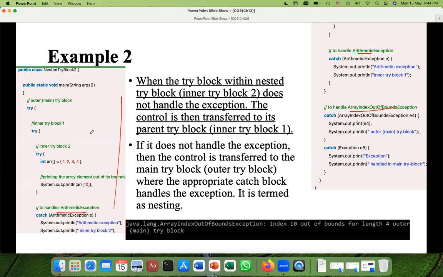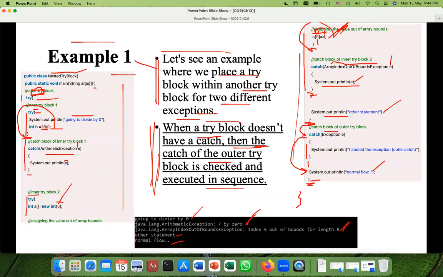For this next example too, the first point is that when a try block does not have a catch, for example, if this try block does not have a catch and the try is producing an exception, then the control will go to the outer try block. Okay, control will go to the outer try block. So when a try block does not have a catch, and your try block has the exception, then the catch of the outer try block would be checked.